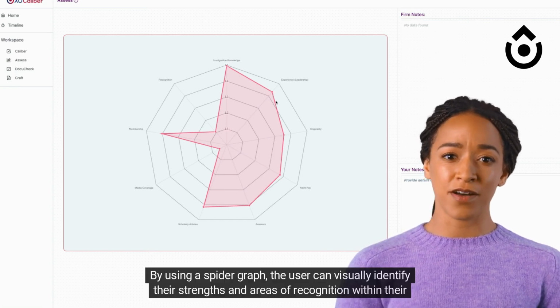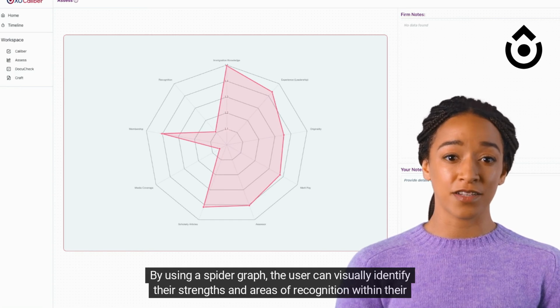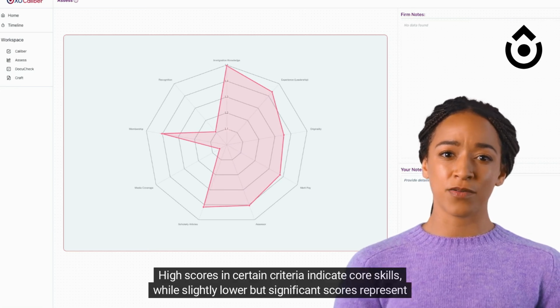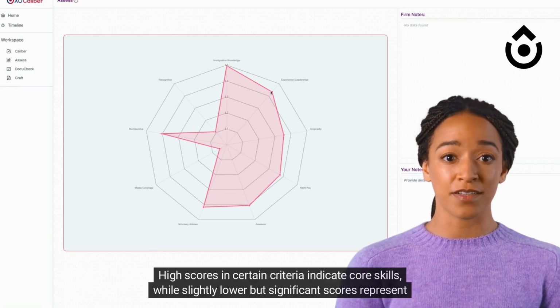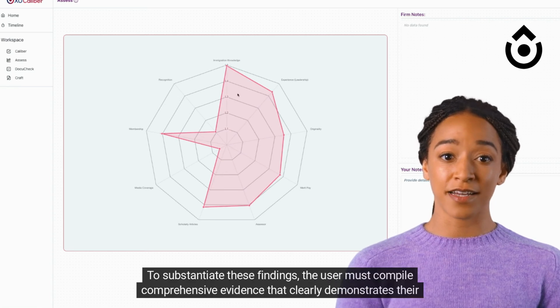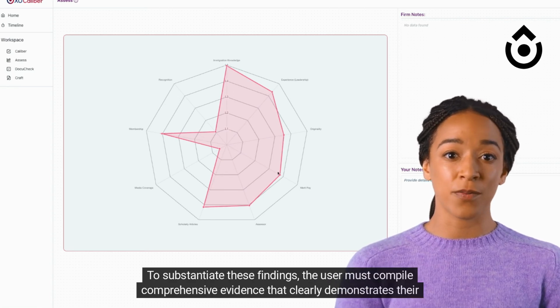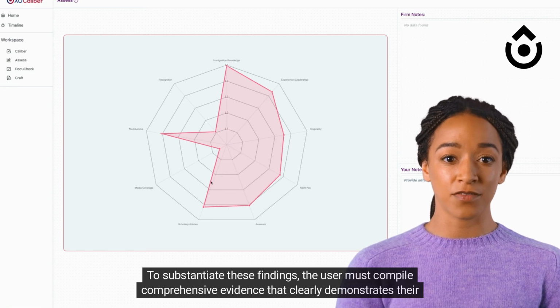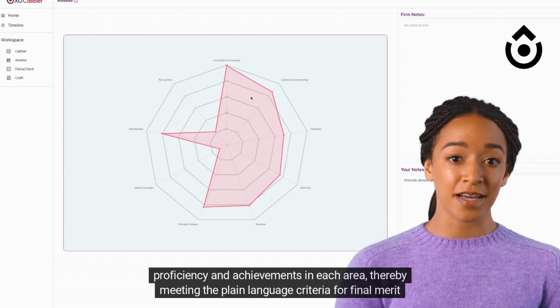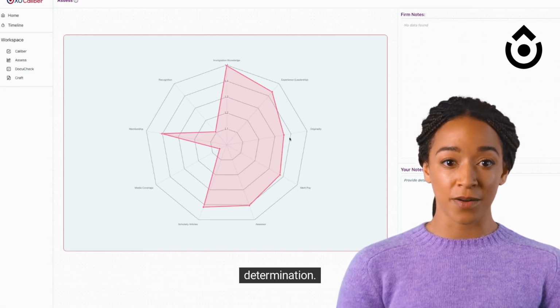By using a spider graph, the user can visually identify their strengths and areas of recognition within their business profile. High scores in certain criteria indicate core skills, while slightly lower but significant scores represent recognition-worthy attributes. To substantiate these findings, the user must compile comprehensive evidence that clearly demonstrates their proficiency and achievements in each area, thereby meeting the plain language criteria for final merit determination.